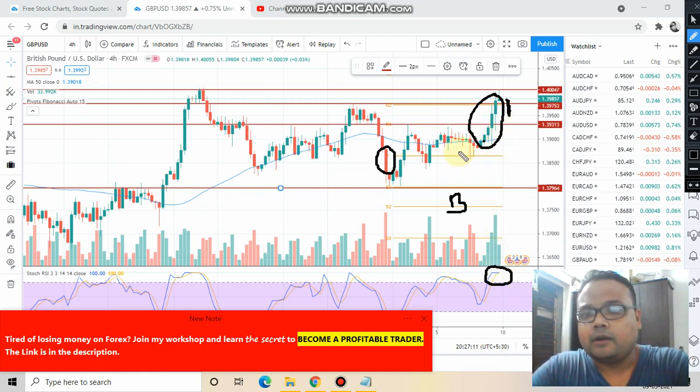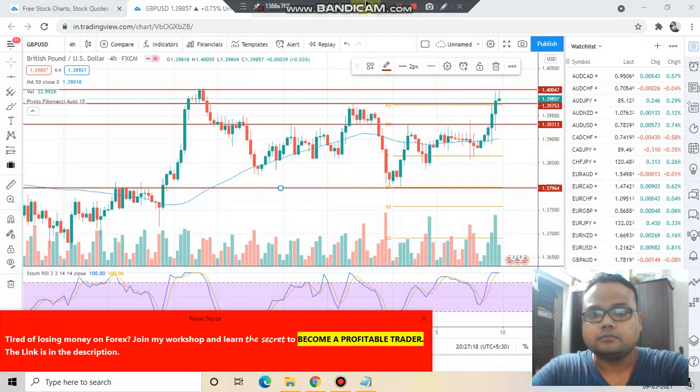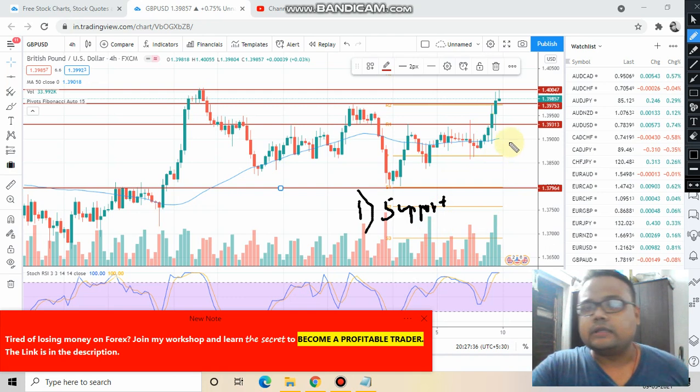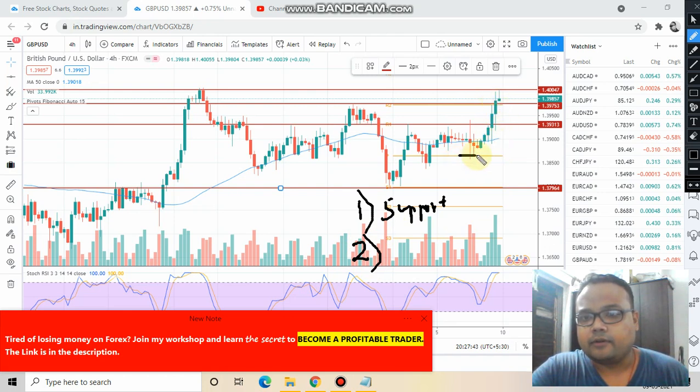Wait for the market to come down to take support at this level. Okay, so what should be the strategy then? First strategy is, okay, buy at this support level, buy at support. But as we can see, the market is quite a distance from this support level, so wait for the market to come down to this particular level.